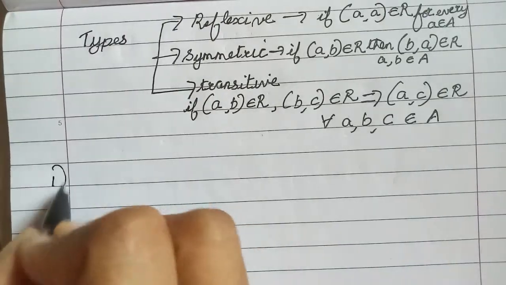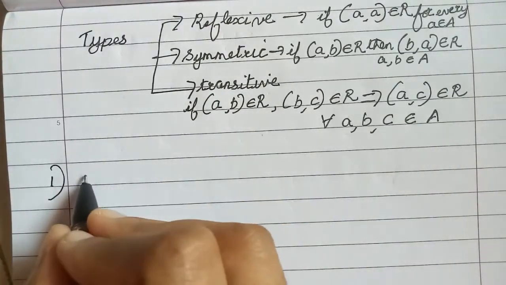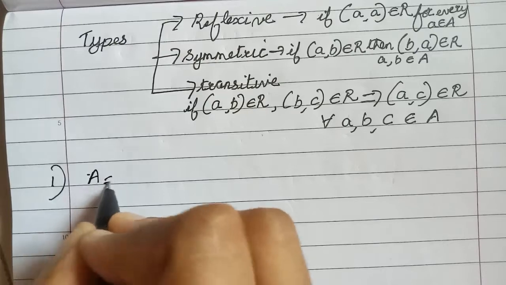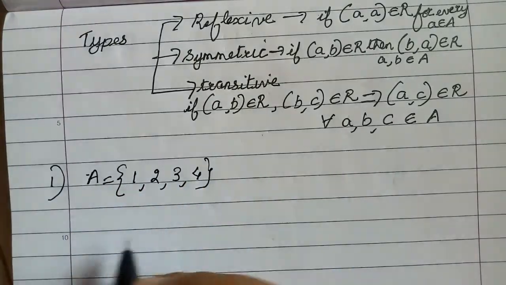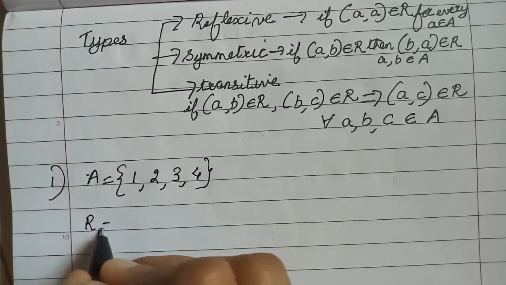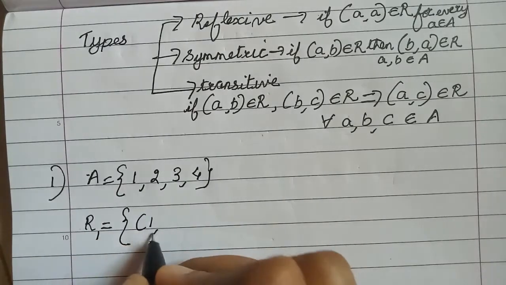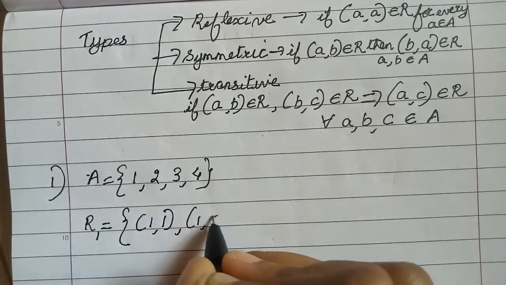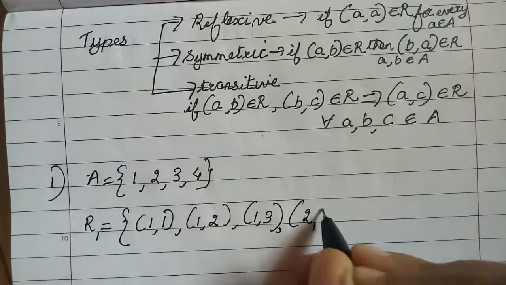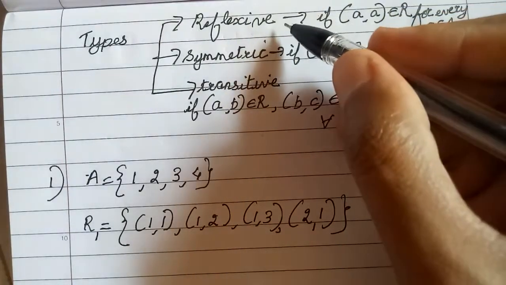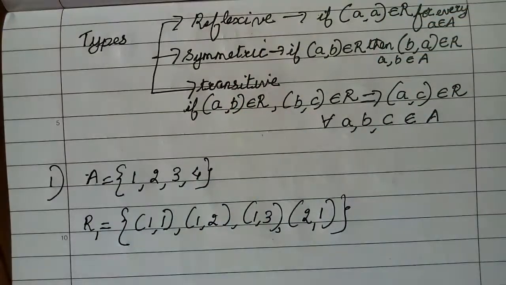Okay. So let me consider one example. Suppose I have a set A with 1, 2, 3 and 4. Now I have a relation R1, and the elements inside it are (1,1), (1,2), (1,3) and (2,1). Now we are going to check whether it is a reflexive relation, symmetric relation or transitive relation.